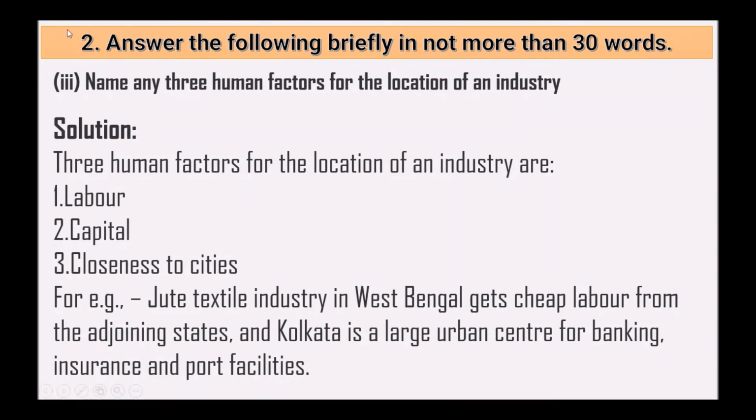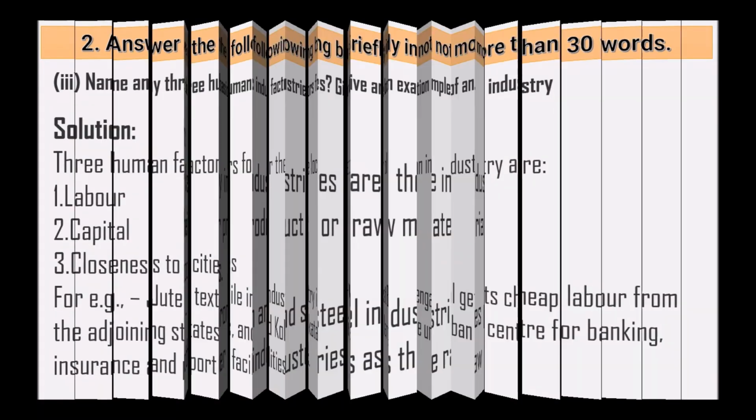Name any three human factors for the location of an industry. The three human factors for the location of industries are labor, capital, and closeness to cities. For example, the jute textile industry in West Bengal gets cheaper labor from the adjoining states, and Kolkata is a large urban center for banking, insurance and port facilities.